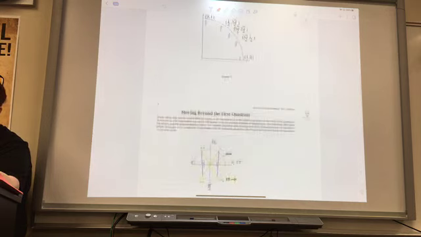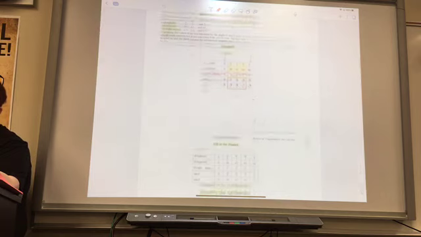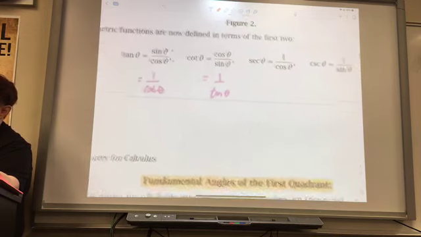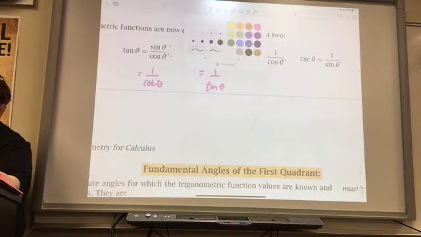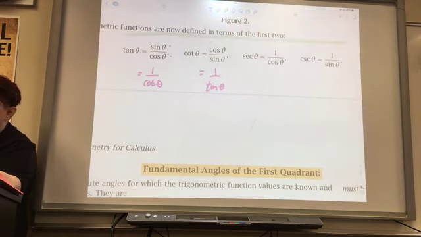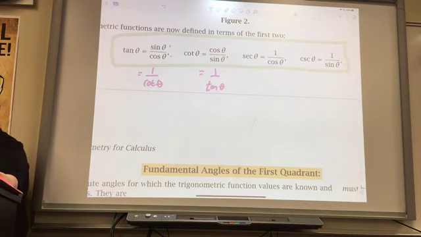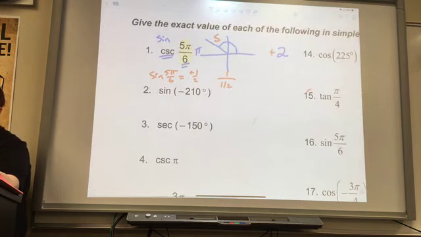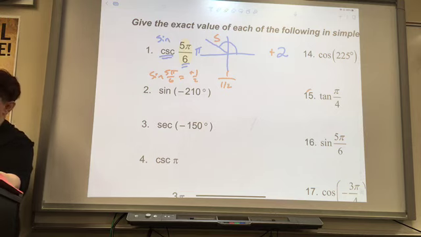Try again. Right, easy. That was better. We got it. We have to know all of these. Cosecant is the reciprocal of sine. So over here, I found the sine, which was 1/2, so the cosecant is 2.